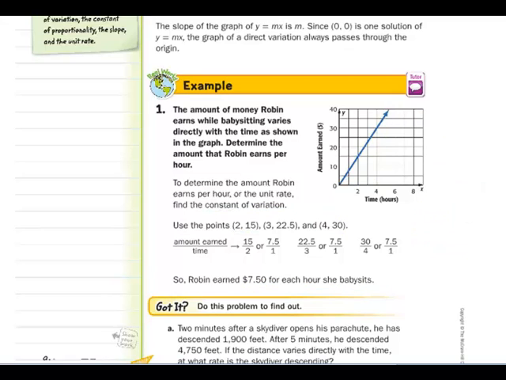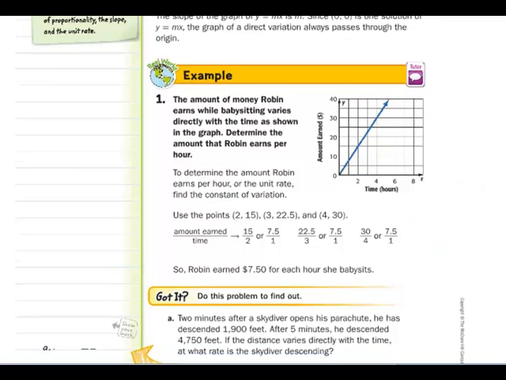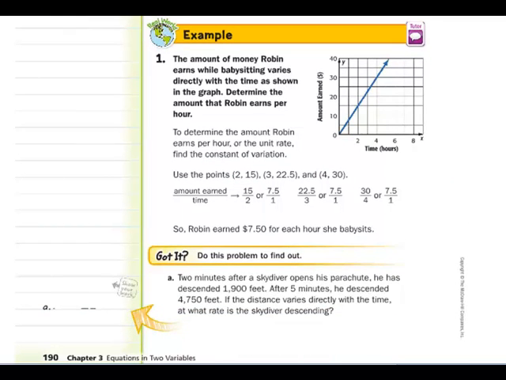All right, let's maybe go through one more of these together. I'm not going to quite turn you loose yet, but let's talk about these. Okay, 2 minutes after a skydiver opens his parachute, he has descended 1,900 feet. After 5 minutes, he's descended 4,750 feet. If the distance varies directly with the time, at what rate is the skydiver descending? So those are your 2 points right there. 2 minutes after the skydiver opens, he has descended 1,900 feet, and after 5 minutes, he's descended 4,750 feet.